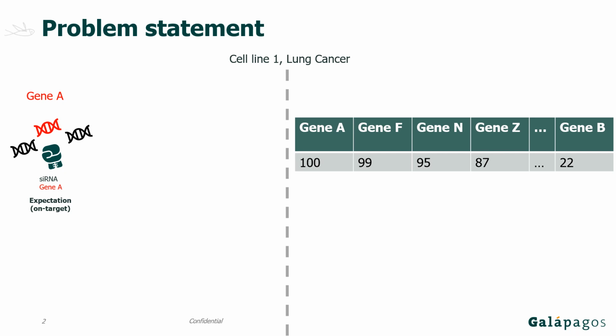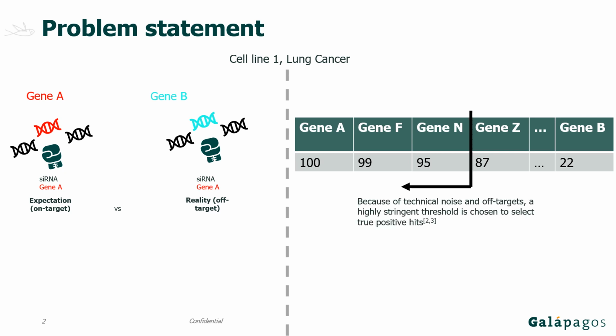of off-target effects, where a certain construct designed to silence gene A actually silences gene B, leading to potential false positive hits. Not only that, but screening data is often very noisy, leading to the requirement of setting a very stringent threshold on the screening scores, leading to many missed potential targets.